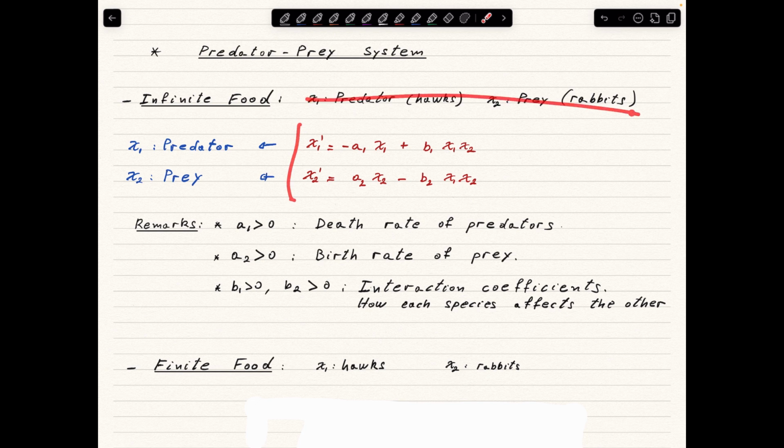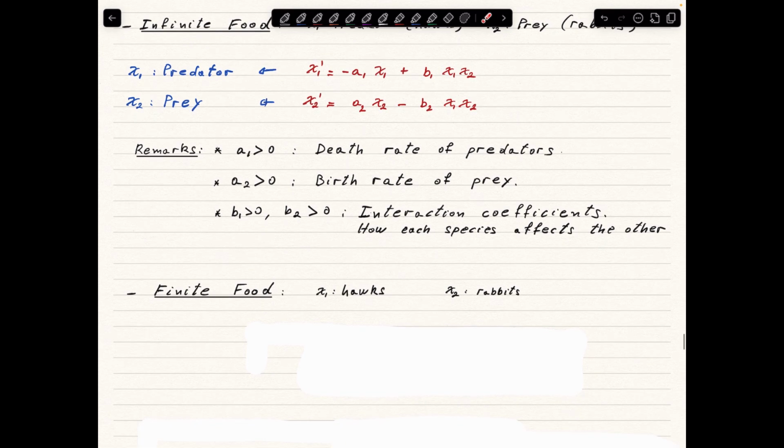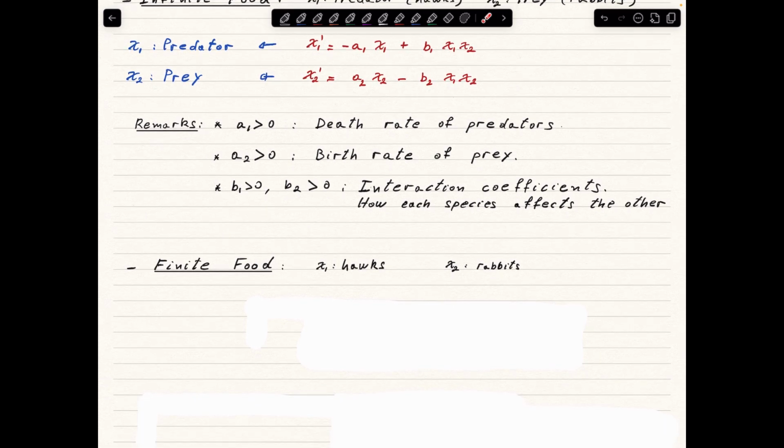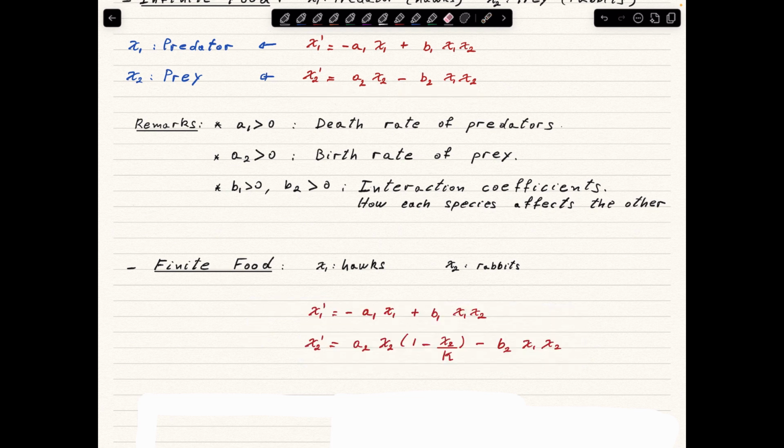If nobody tells you this information, just from the equation you can read which variable is the predator and which variable is the prey. Okay, now we can move on. Suppose we have finite food resources. What changes? Well, what is going to change is this equation, the equation for the prey. Instead of having this equation, which is the equation of the exponential growth, we are going to introduce the logistic equation for x2 plus the interaction. That's the only modification, and here is what we get.